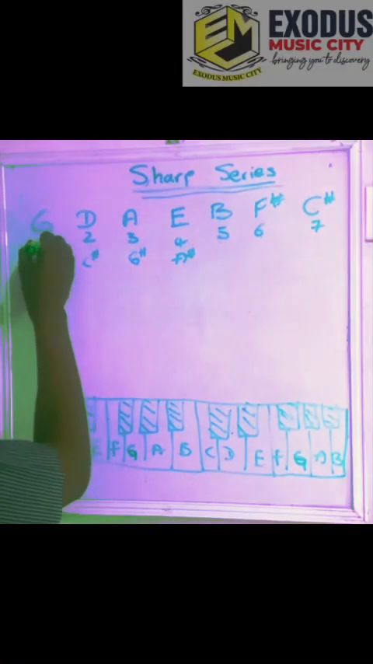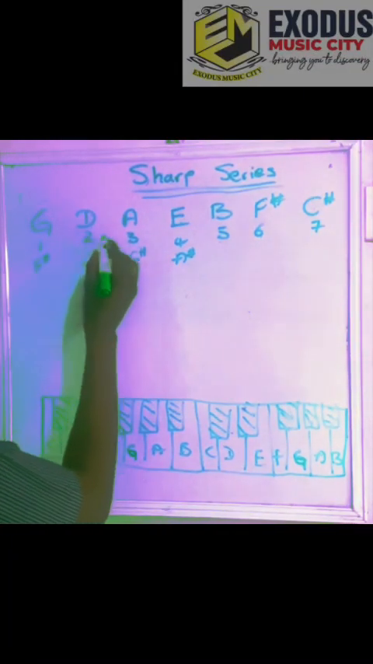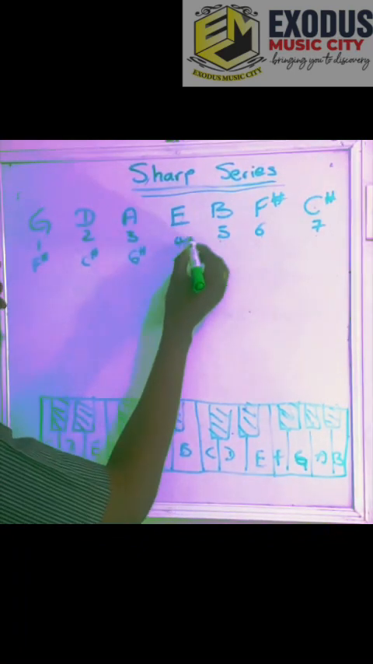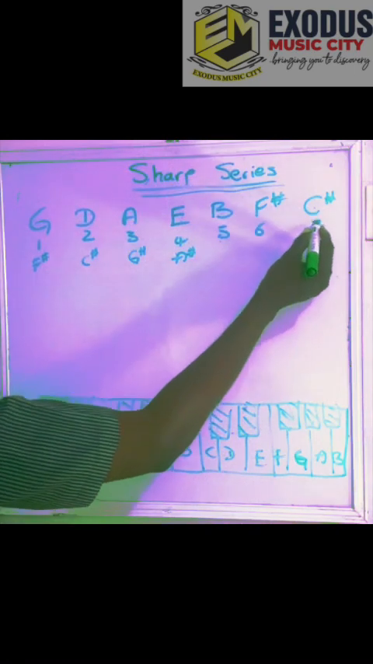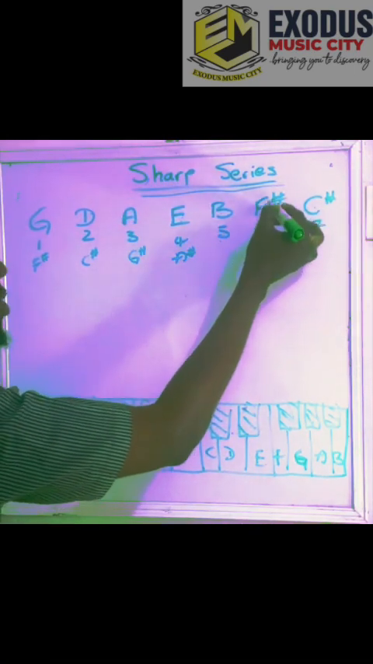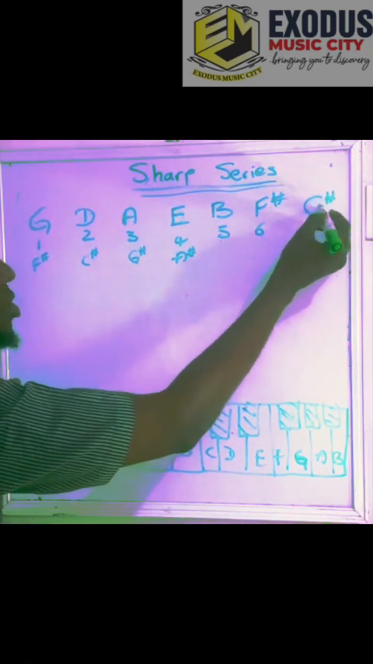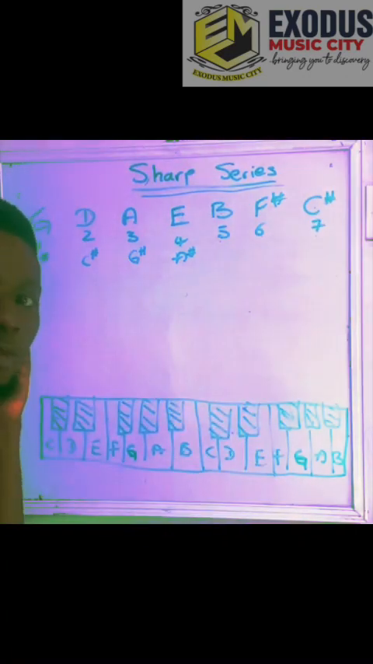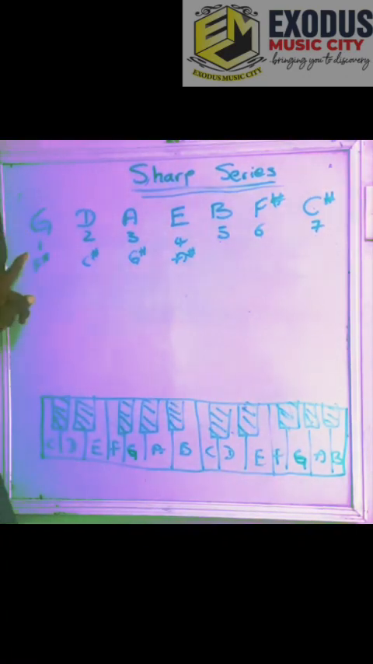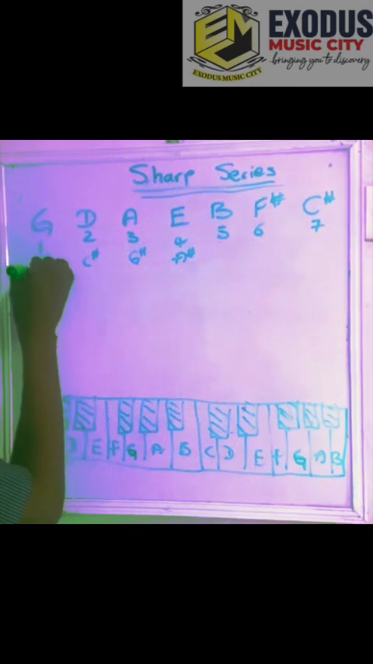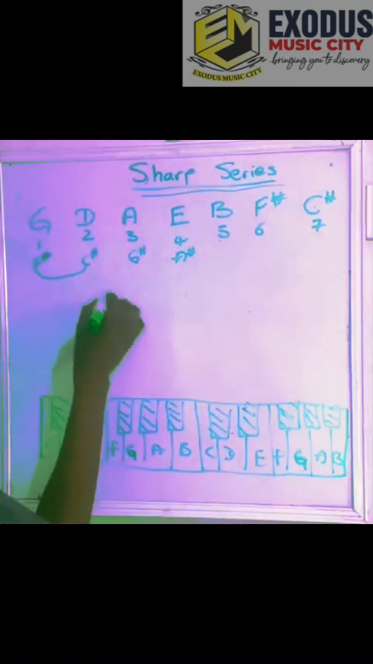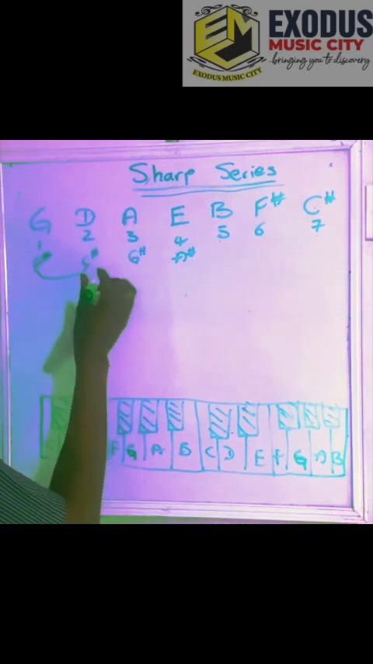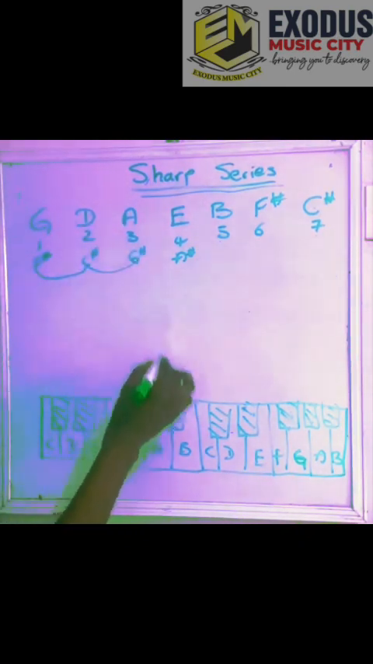Alright, so key G has one sharp, key D 2 sharps, key A 3, key E 4, key B 5, key F sharp 6, and key C sharp 7 sharps. Key G has only one sharp, which is F sharp. Key D has 2 sharps, which are F sharp and C sharp. Key A has 3 sharps: F sharp, C sharp, and G sharp.